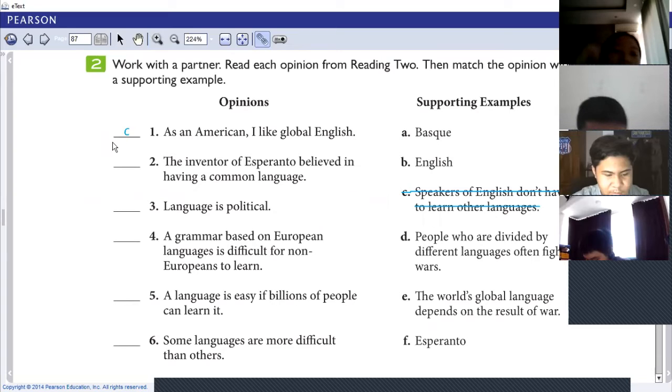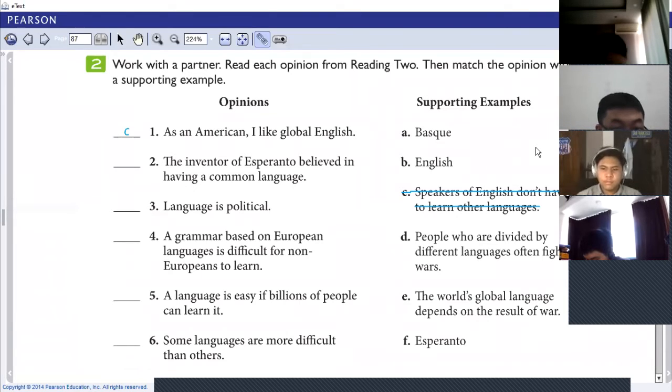So as an American, I like global English. Speakers of English don't have to learn other languages. So that one is connected. What about number 2? The inventor of Esperanto believed in having a common language. Nathaniel, which one is that connected to? Which example do you think fits with that opinion? Number 2. Nathaniel?